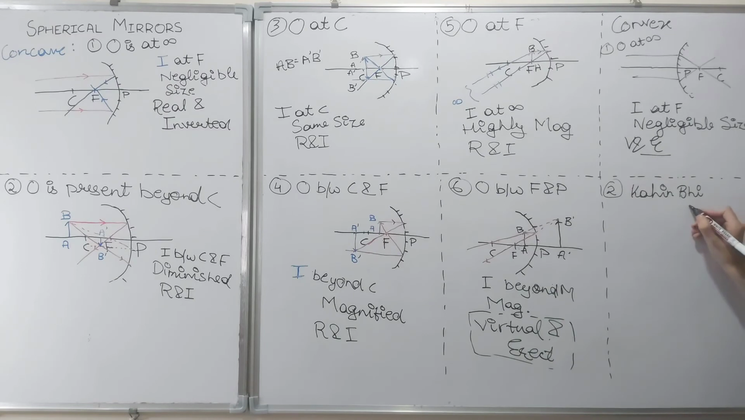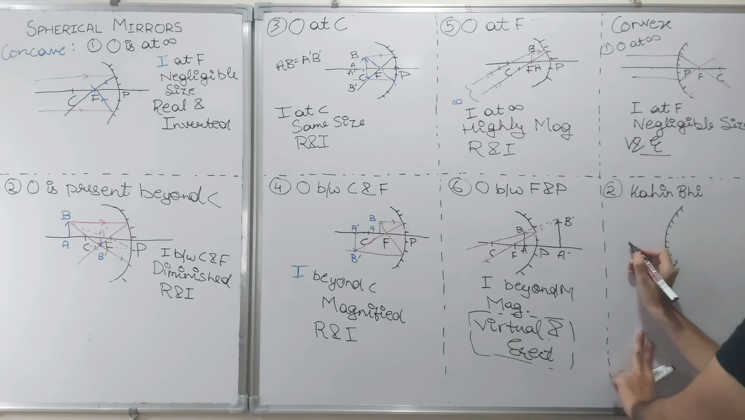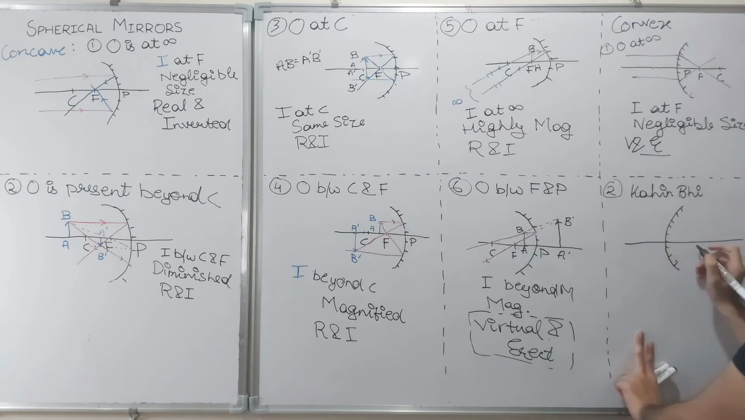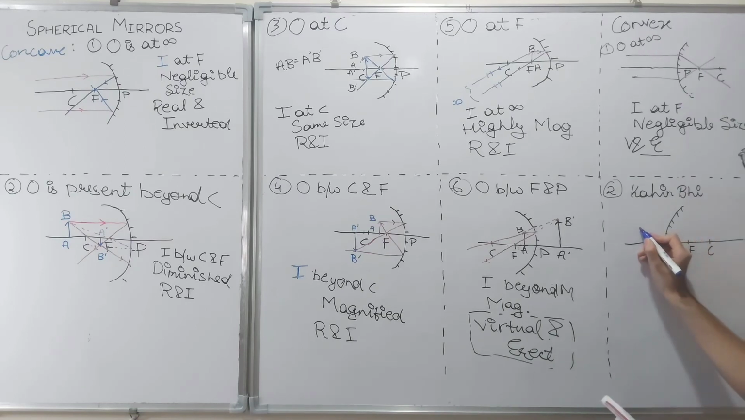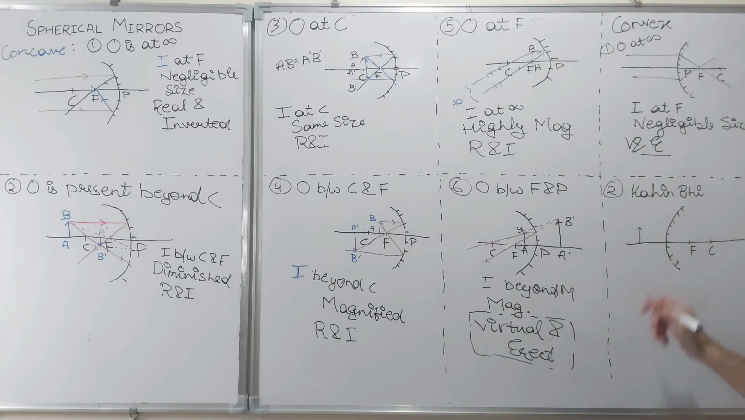So this is our convex mirror. Suppose that this is our convex mirror, shaded, polished from this particular region, and then we are going to draw a principal axis somewhere over here. Suppose this is the focus, this is the center of curvature that we are going to get, and after that we are going to take what? Object, kahin bhi. Object will be present kahin bhi.